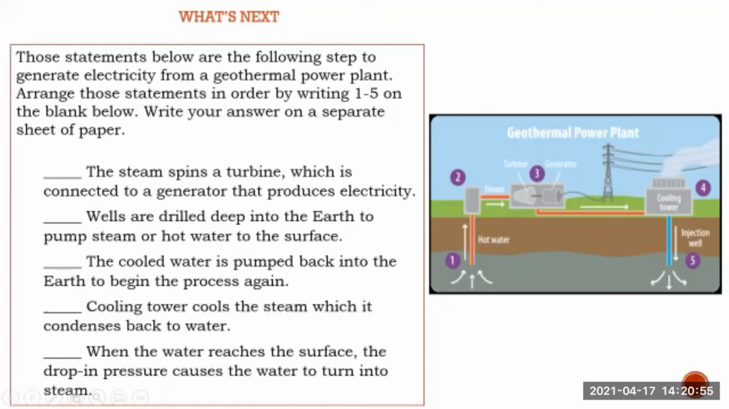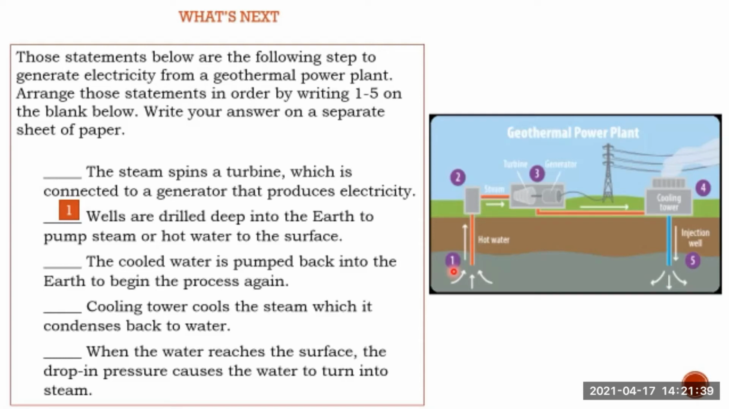What do you think is the first statement or the first process based on the video and based on this picture? What do you think is the statement that could describe this first process? Very good. The first process is wells are drilled deep into the earth to pump steam or hot water to the surface. So, in a geothermal power plant, they use hot water beneath the surface of the earth. To use it, they need to pump it to the surface.